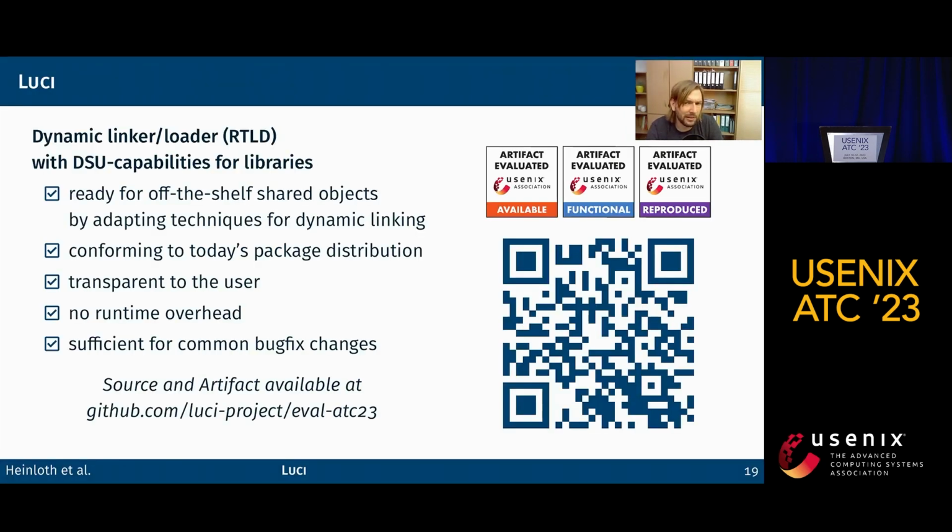We have presented Luci, a dynamic linker loader with DSU capabilities for libraries, which is able to handle shared objects in binary form as they are distributed today by adapting the techniques for dynamic linking. It runs fully automatic, no user interaction is required for the updates. It does not cause runtime overhead and is sufficient for most bug fixes. Luci is licensed under HGPL and available on GitHub. We hope that our contribution can help to pave the way for dynamic updates in user space.